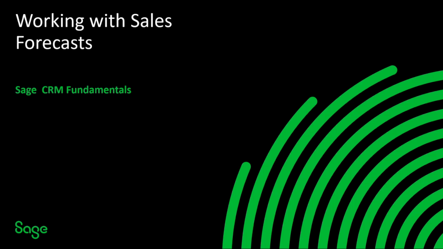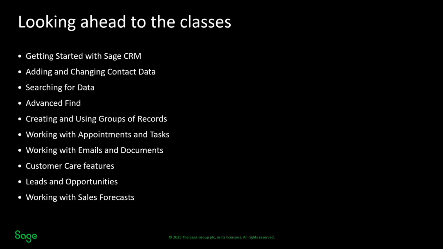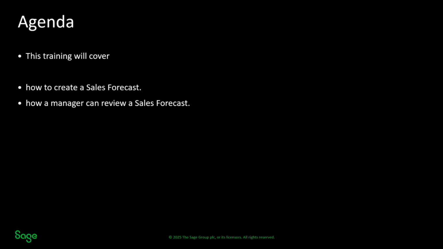This is the 10th and final lesson within the Sage CRM User Fundamentals course that we've been following over the last few days. Today we're going to be looking at sales forecast, building on quite a lot of the information that we've covered in the previous lessons, especially around the workflow of opportunities.